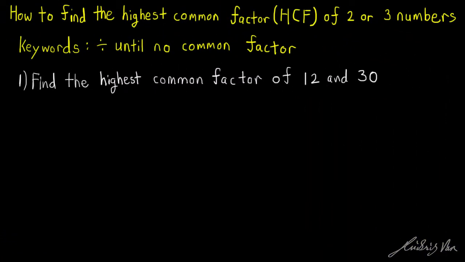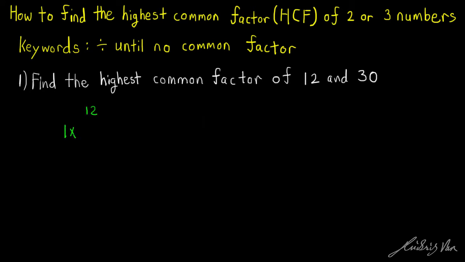And the trick of finding the highest common factor, or HCF, is to divide until there's no common factor. So let us take a look at the first example. Find the highest common factor of 12 and 30.